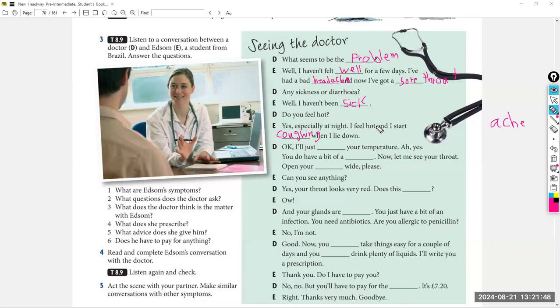I'll just take your temperature. So what? I'll just take your temperature. Okay.